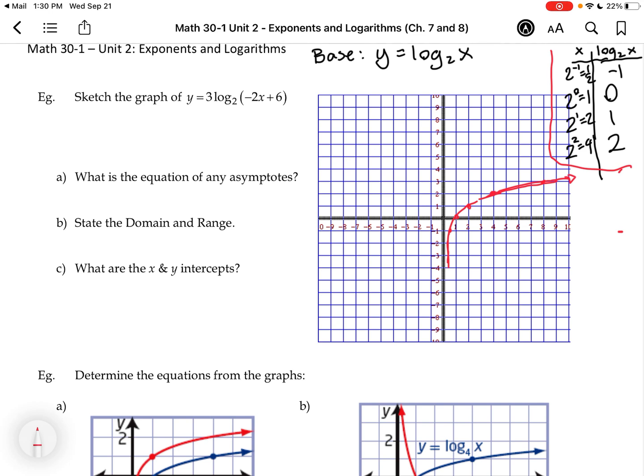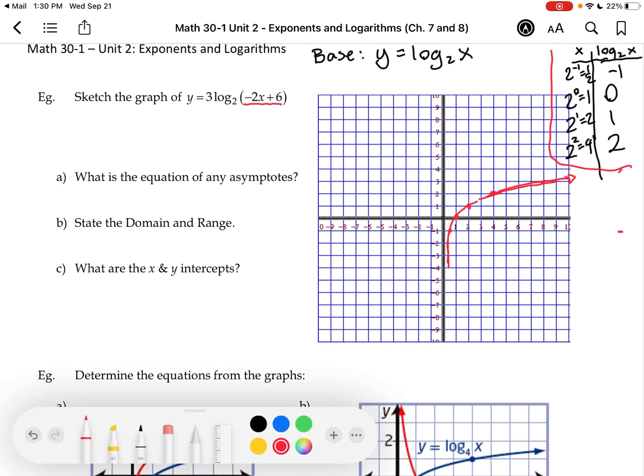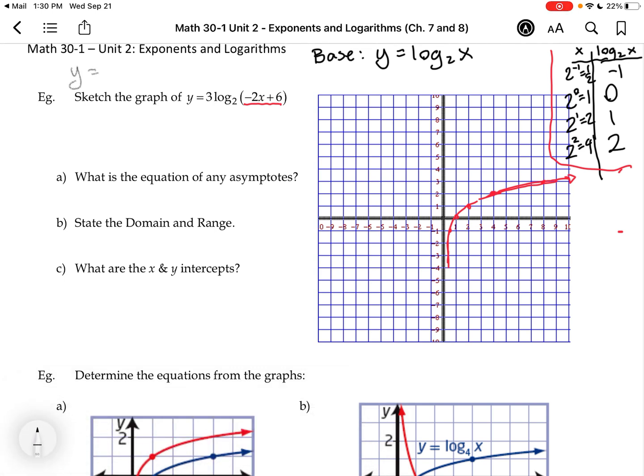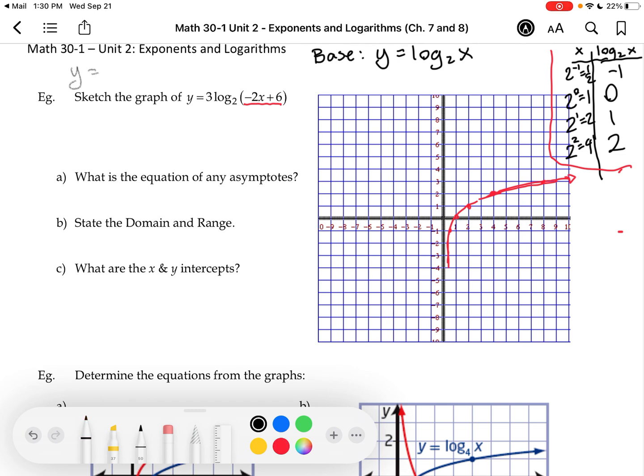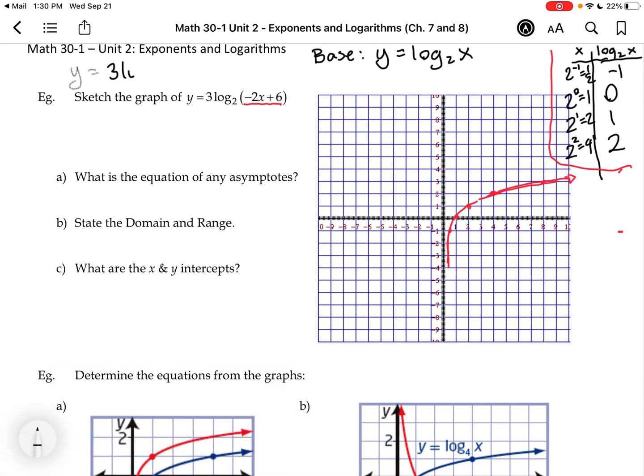Okay, so that's the base. Now, to sketch the graph of y equals 3 log base 2 of negative 2x plus 6, please remember that this has to be in factored form to be able to see the horizontal translation. So please rewrite it first as y equals 3 log base 2 of negative 2 times x minus 3. Okay, factor out that negative 2.